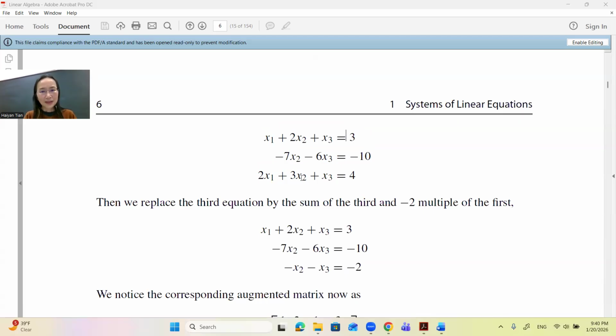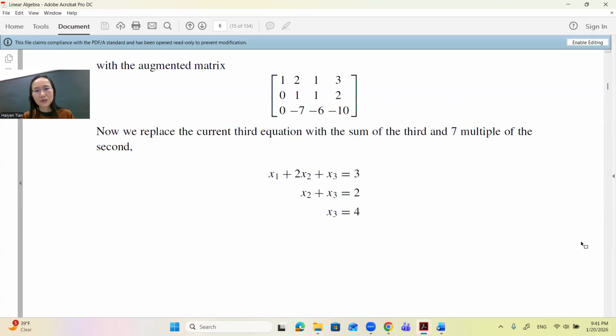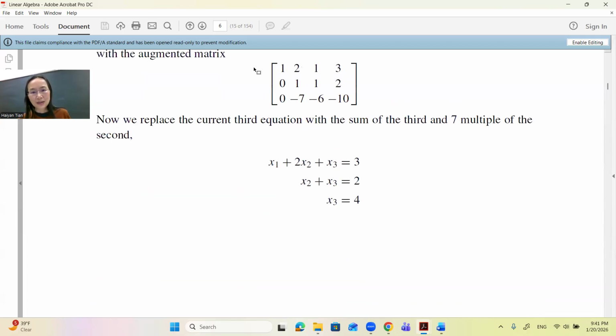Step by step, each step looks different, but the new system is equivalent to the old system. That means we do not want to change the problem. We're still solving the same problem, although it looks simpler than before. Step by step, we want to make the solution evident to us. So gradually we simplify to such an extent that we can solve easily.